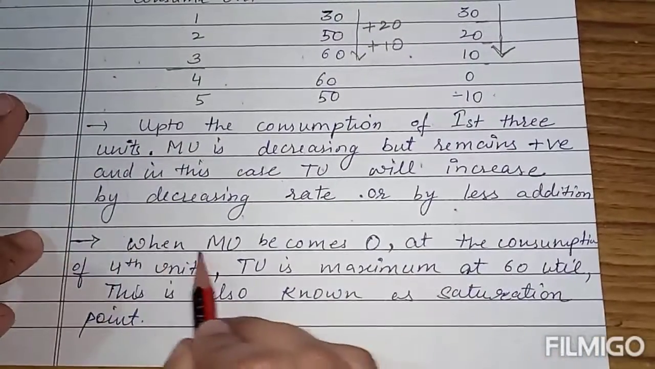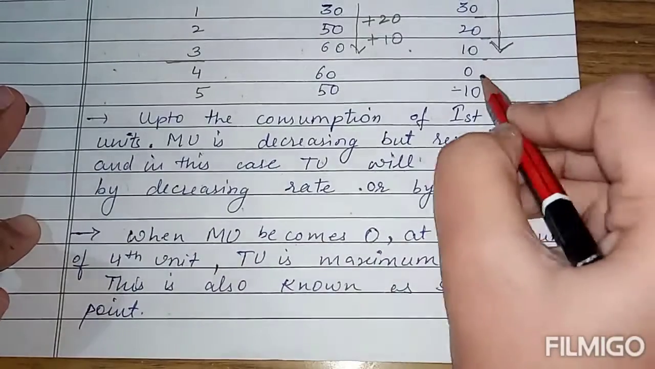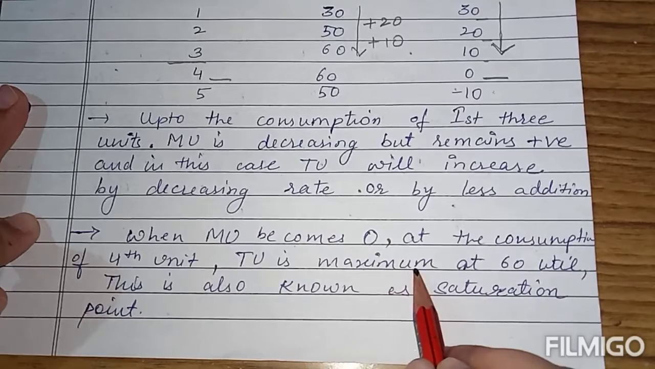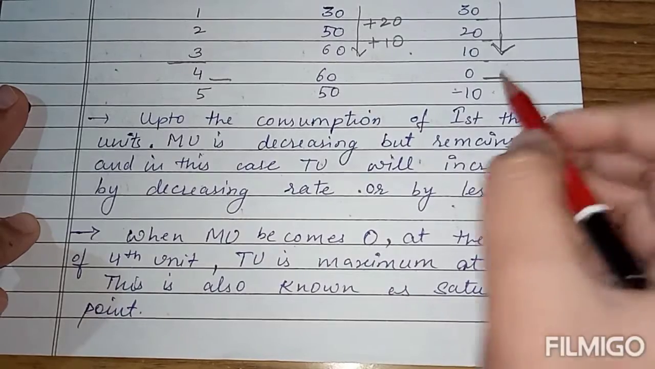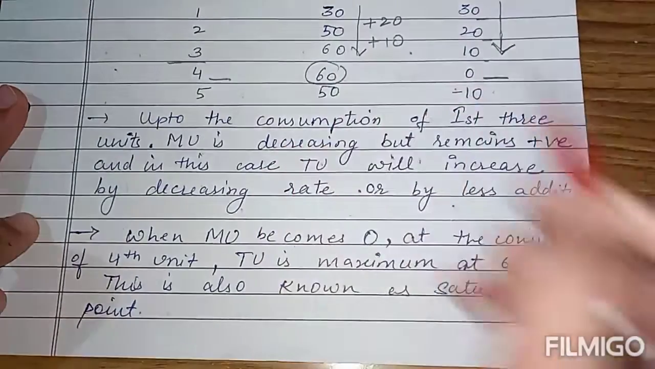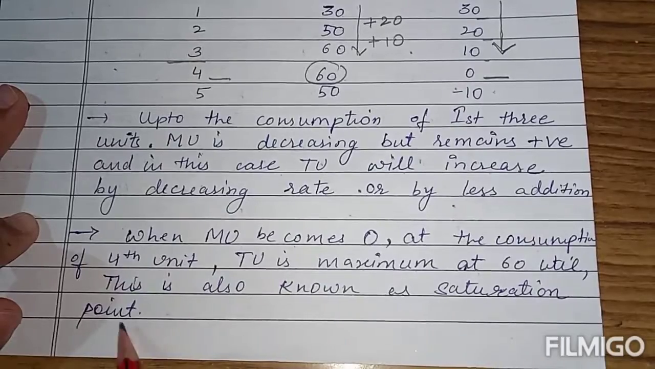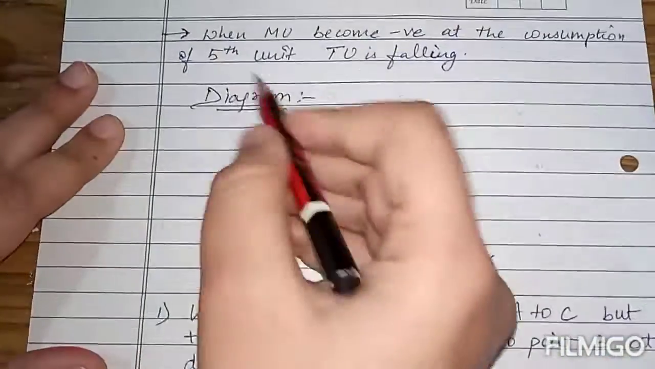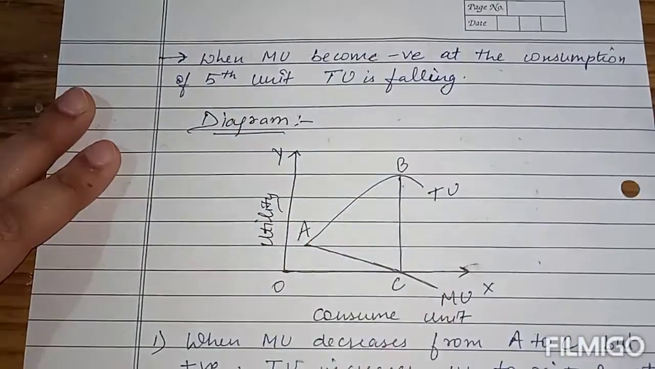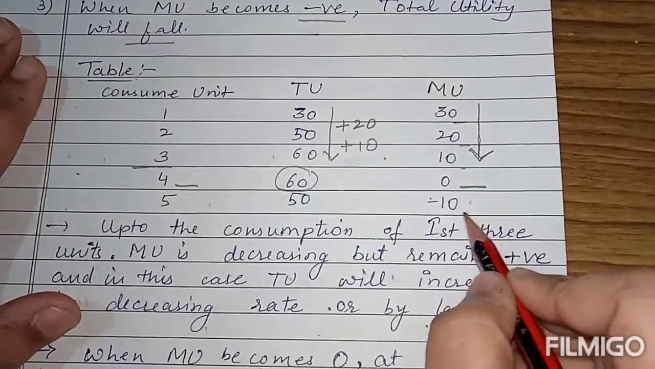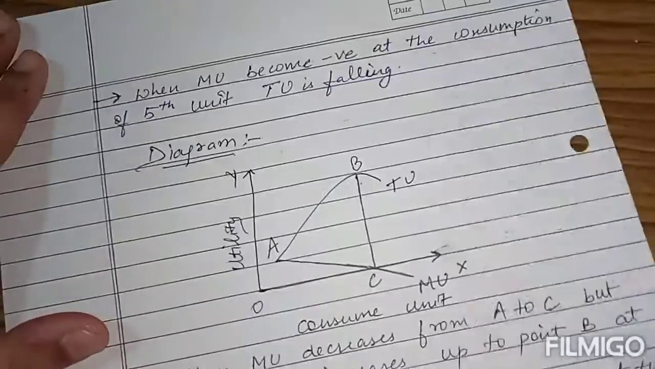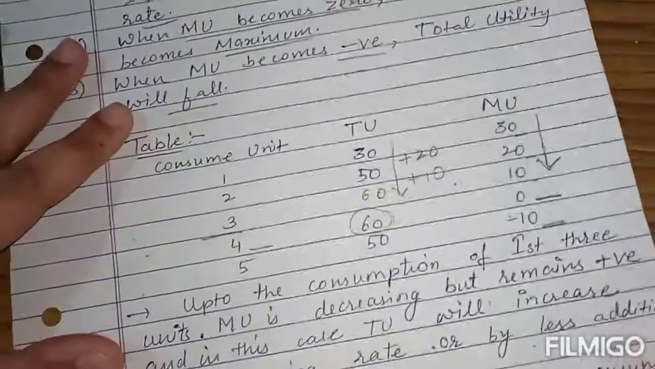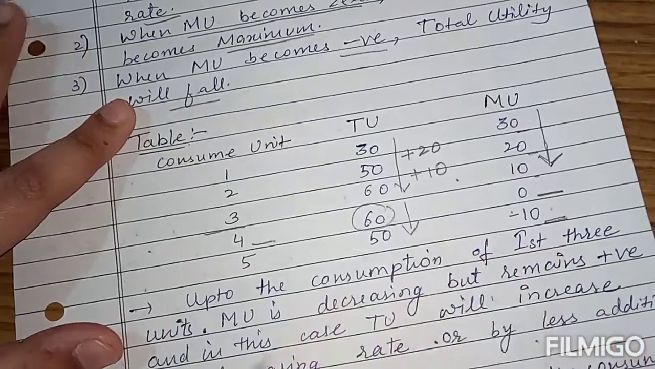Now the second is when marginal utility becomes 0. When marginal utility becomes 0 at the consumption of the 4th unit, total utility is maximum at 60 utils. This is also known as the saturation point. Now, when marginal utility becomes negative, at the consumption of the 5th unit, total utility is falling. See, total utility is falling from 60 to 50.